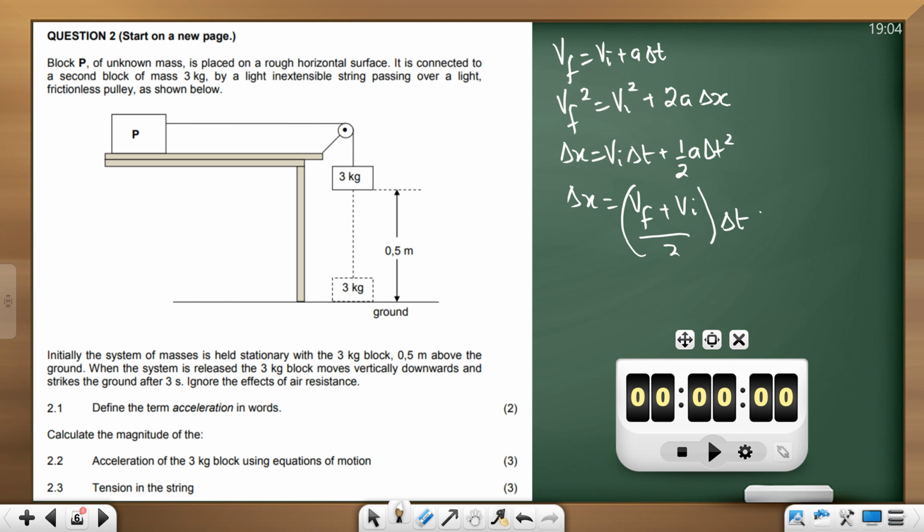Acceleration is the rate of change of velocity. Please, let's write that definition down. The rate of change of velocity.